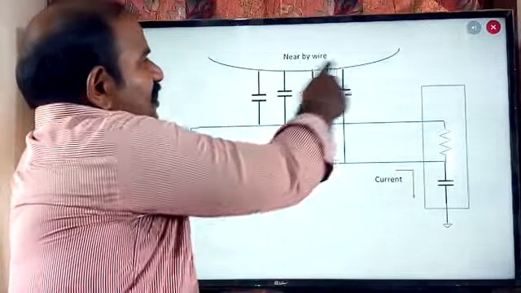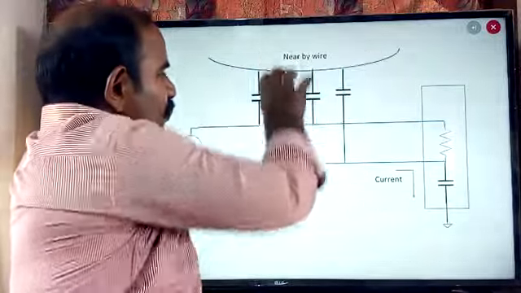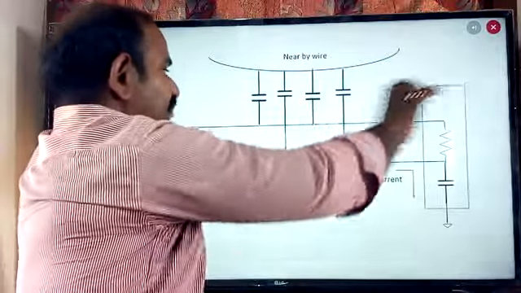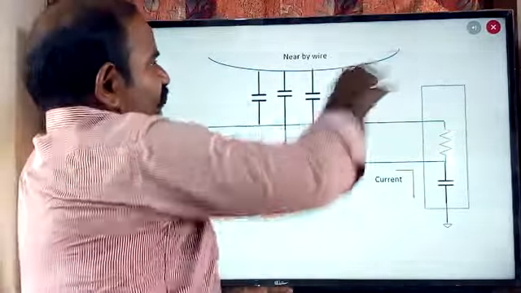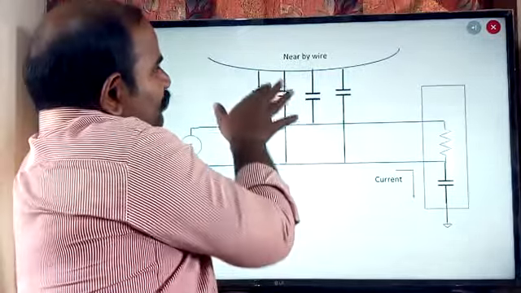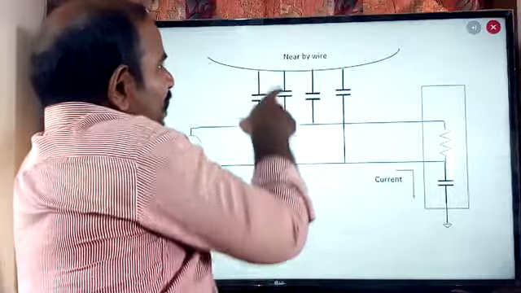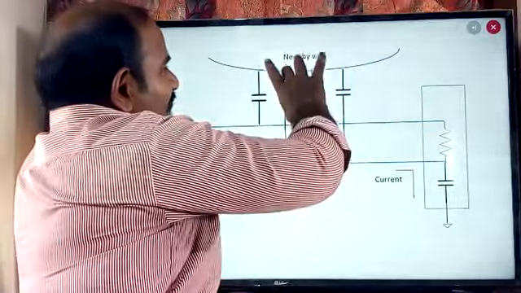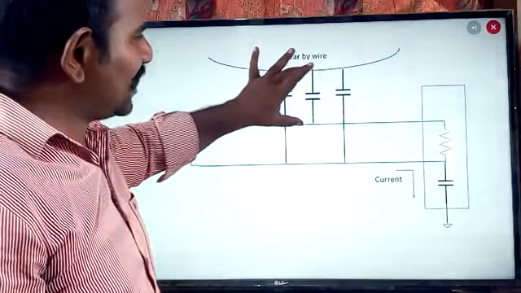Here this is the heavy line wire, the high voltage wire. Near to this we place our communication path, meaning we are taking the communication line under this particular wire. At that time, what will happen? This line as well as this line looks like a parallel line, and this line and this line also look like a parallel line. As they look like parallel lines, they are going to act as parallel plate capacitors.